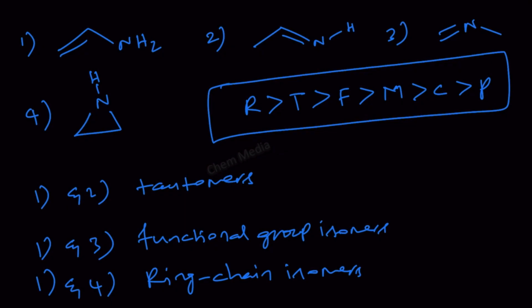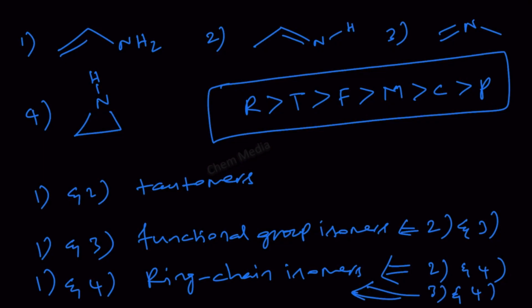Now, how about 2 and 3? 2 and 3 are once again functional group isomers. How about 2 and 4? 2 and 4 are ring chain isomers. How about 3 and 4? 3 and 4 are also ring chain isomers. So these are the different kinds of isomerisms that are possible among these 4 molecules.